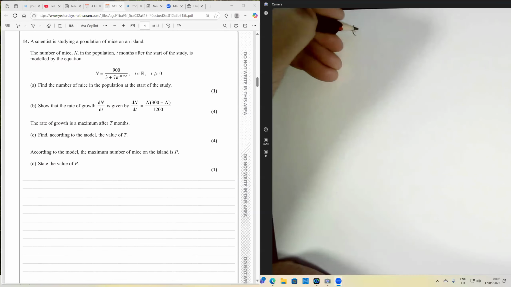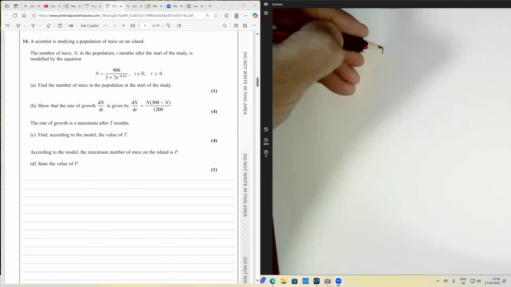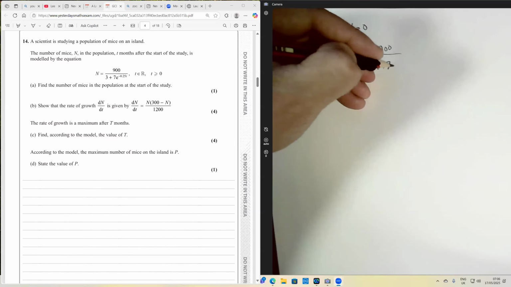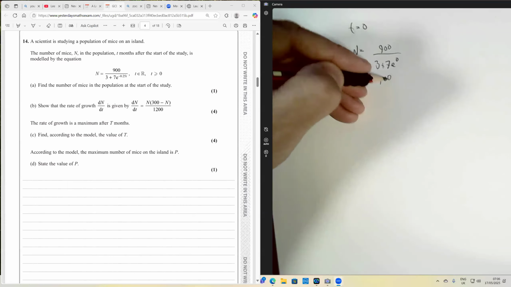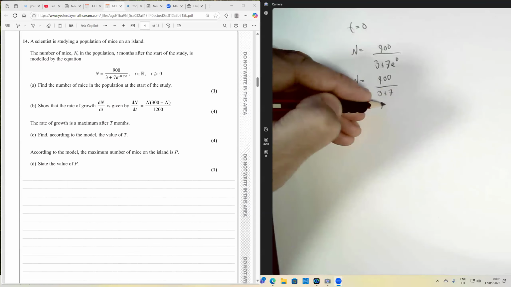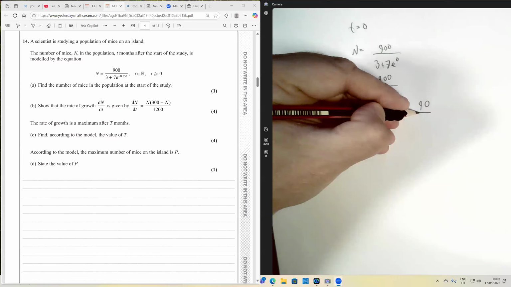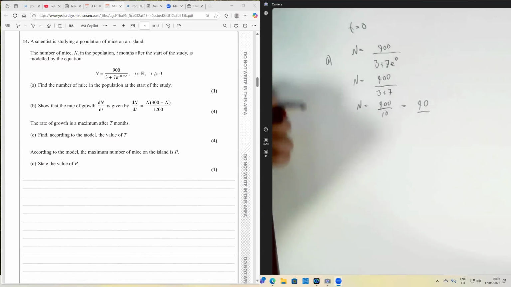Okay, so that's going to be when time is equal to 0. So we're going to have n is equal to 900 over 3 add 7 times e to the 0, which is going to be n is equal to 900 over 3 add 7. So n is going to equal 900 over 10. So there's going to be 90 mice on the island at the start of the study.